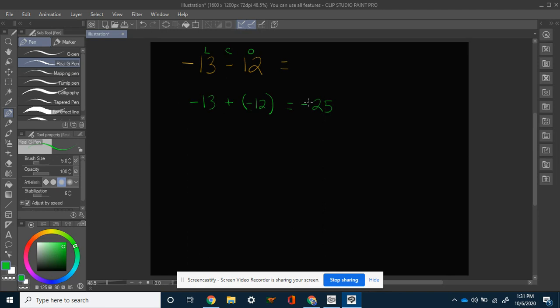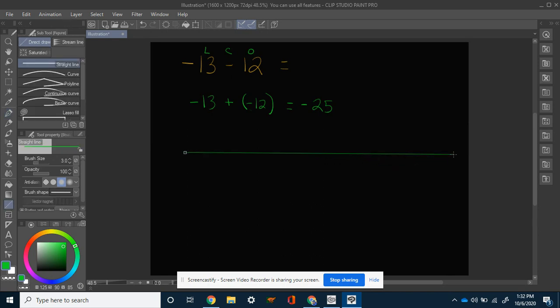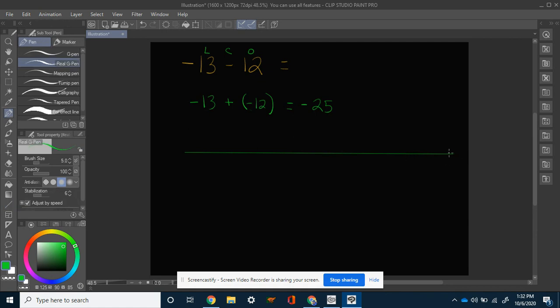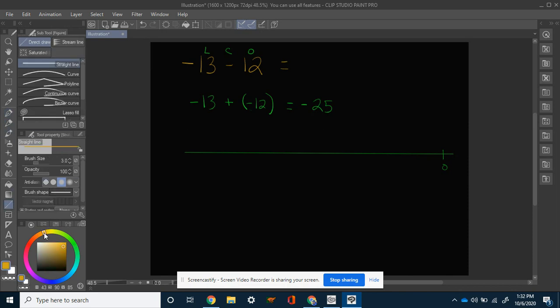Negative 25. Now, I know some of you are saying, well, that doesn't make sense. When we subtract, the number's supposed to get smaller. Well, let's check a number line. Number lines can always help us understand. Now, I'm not going to write out every single number on here, but let's pretend that we started over here at 0. And it tells us to move in a negative fashion to 13, right? Because we want to go to negative 13. So we go to negative 13.